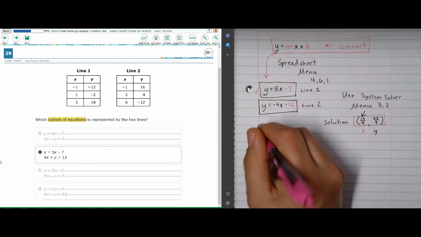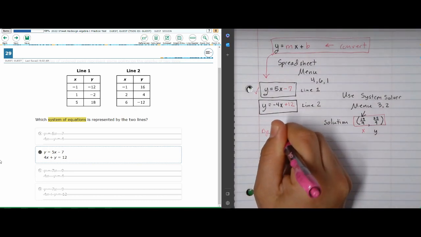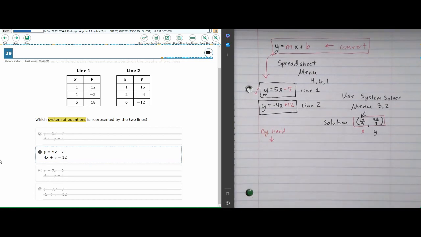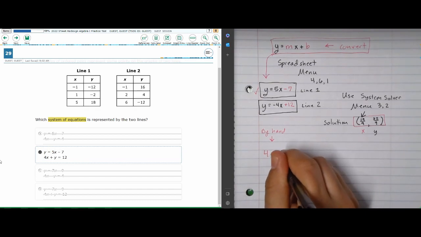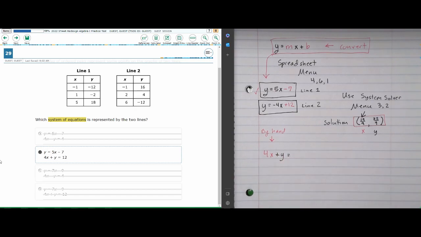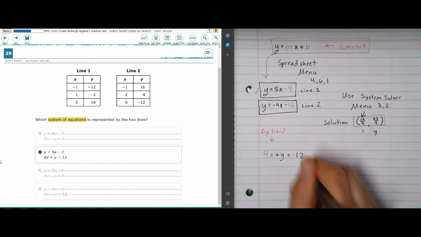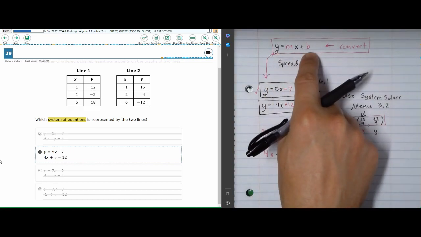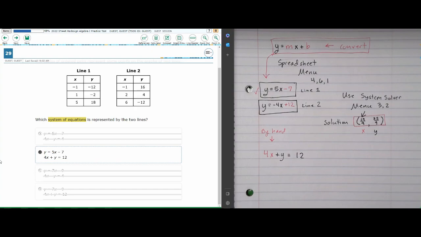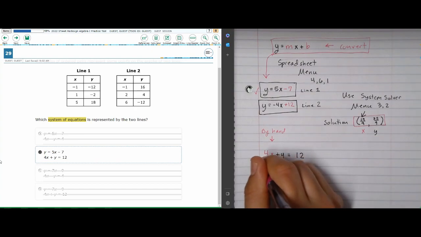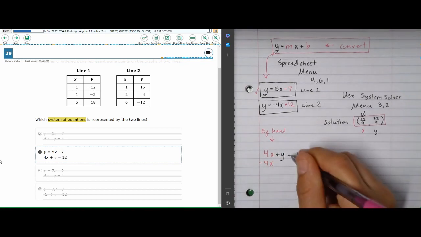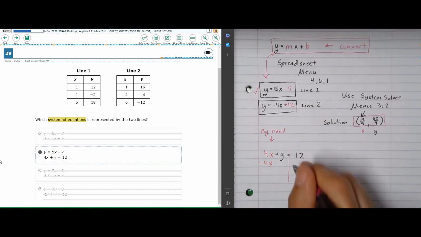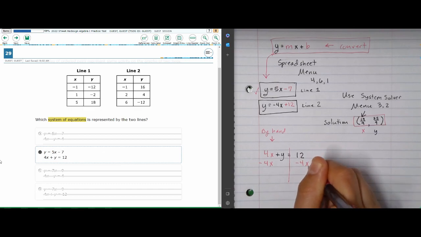If we would have done that by hand, so I'm going to write here, by hand, then what we would have done with that, we would have had 4x plus y equals 12. Now if I want to solve this and convert it to y equals mx plus b, our slope-intercept form, I would have subtracted 4x from both sides. I'm going to draw a line through my equal sign, subtract 4x over here.